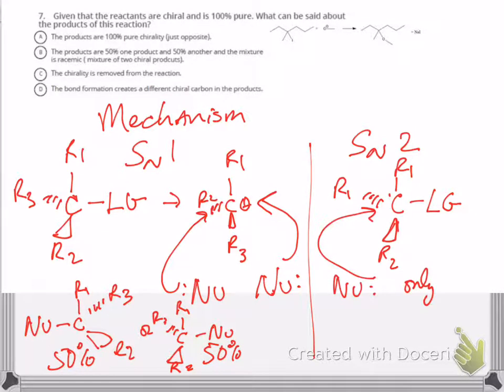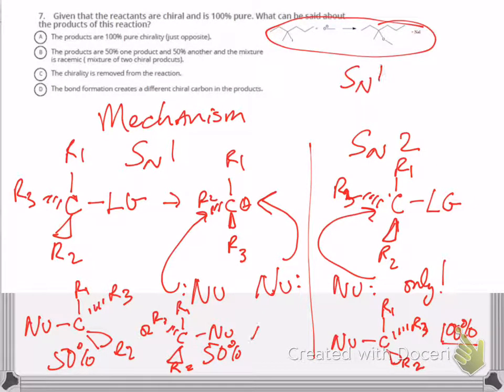SN2 is a different story because the leaving group is still there when the nucleophile reacts. So it cannot appear on either side. It can only appear on one side. And when it does that, it's going to form the opposite, but 100% pure chiral product. It's not going to be a 50-50 mixture. It will be 100% for SN2. So since we have the mechanism of SN1, we know it's 50%, we expect the answer to be B.